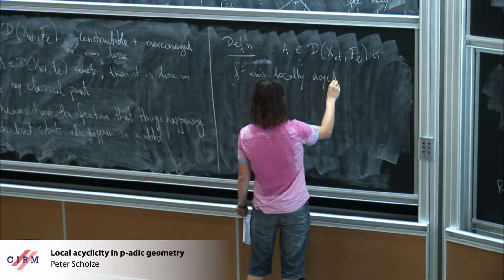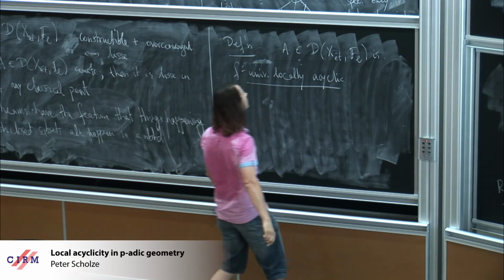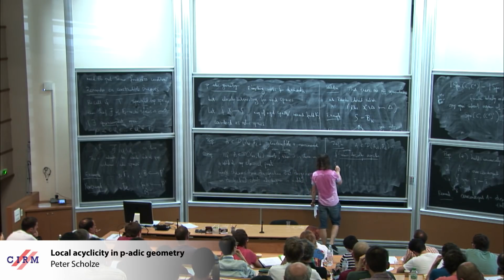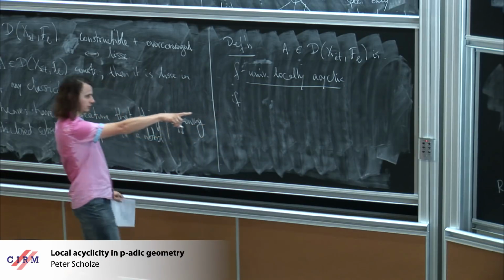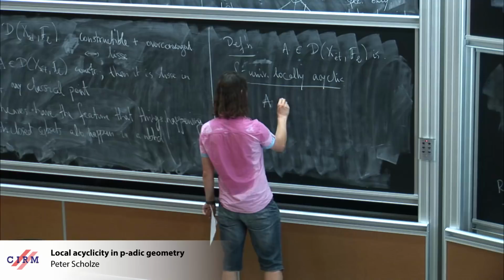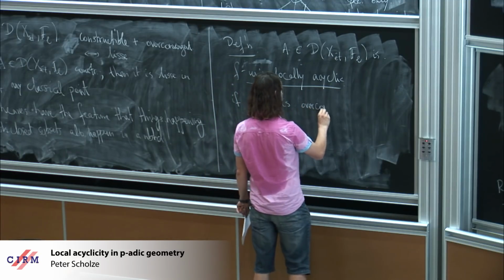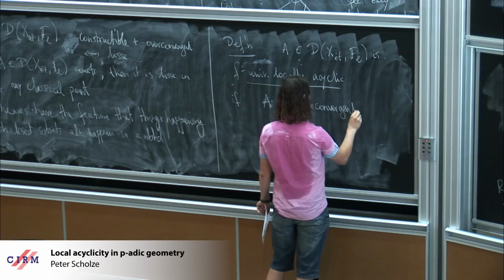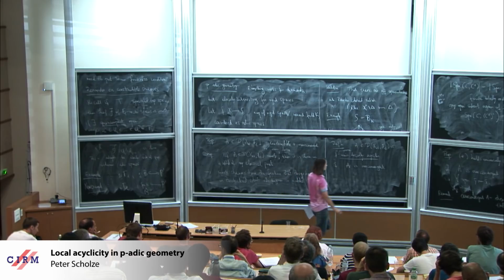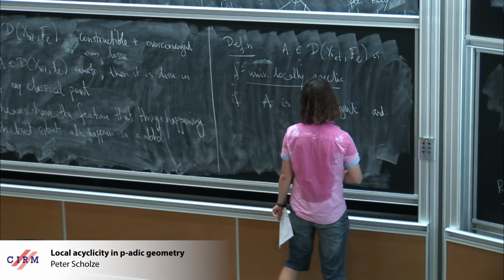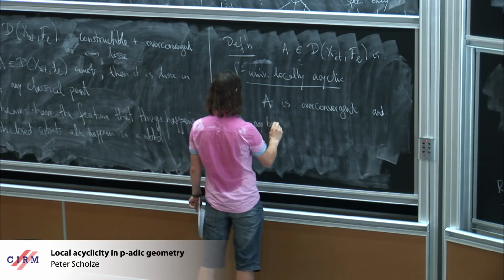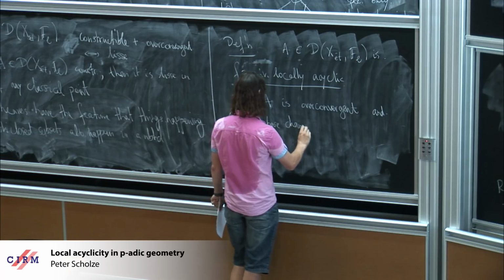And let me just define universal local acyclicity. First of all, we want this condition, the analog of the condition we had for schemes, which by that proposition over there just means that A is over-convergent. And now this is the universal part: after any base change in S.